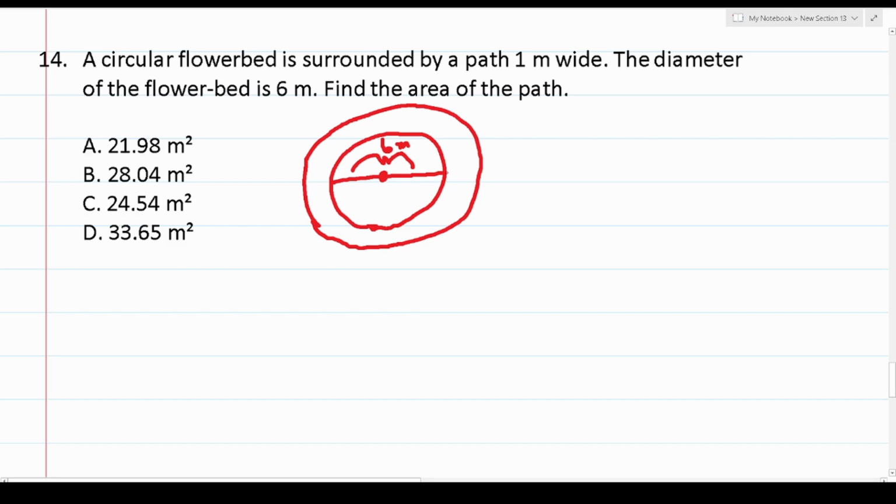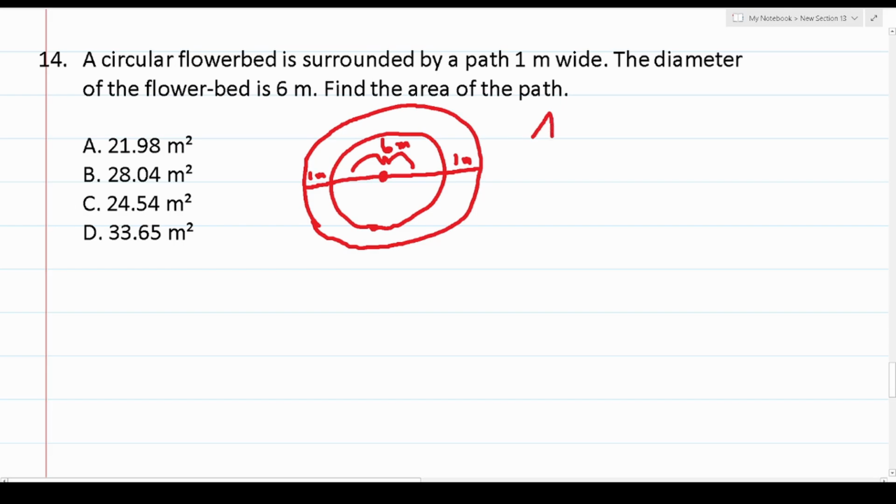So if I continue this line from here to here, I know that distance is 1 meter. If I continue this line from here to here, I know that distance likewise is 1 meter. Okay, so in order to find the area of just this 1 meter wide path, what we're going to have to do is find the area of this big circle, and we're going to subtract it by the area of the flower bed, and that's going to give us the area of just this 1 meter wide path.